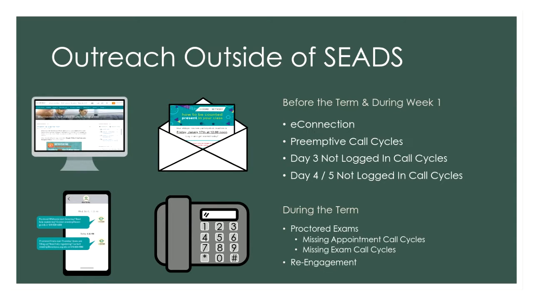And then as the semester goes on, one of our biggest outreach efforts is for our project exams. We call for both missing appointments and missing exams. For the missing appointments, we take a kind of escalated approach, starting with an email reminding the students that they need to register to take the project exam. A couple of days later, we text them with another reminder. And then the day before the exam window begins, we call all the students who have still not registered to take their exam and try to get them to make that appointment right then.